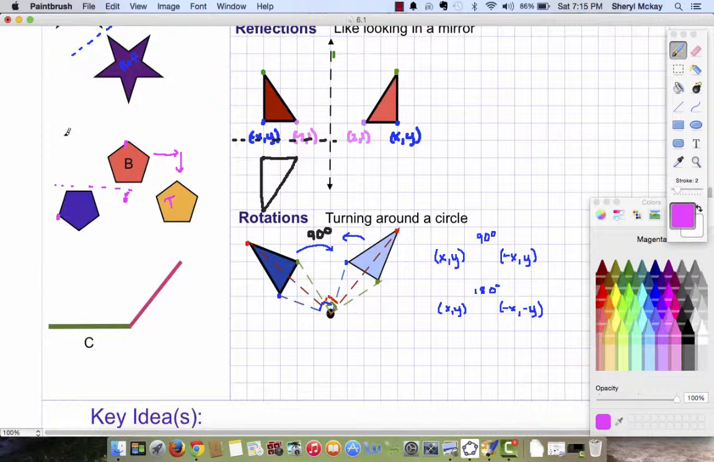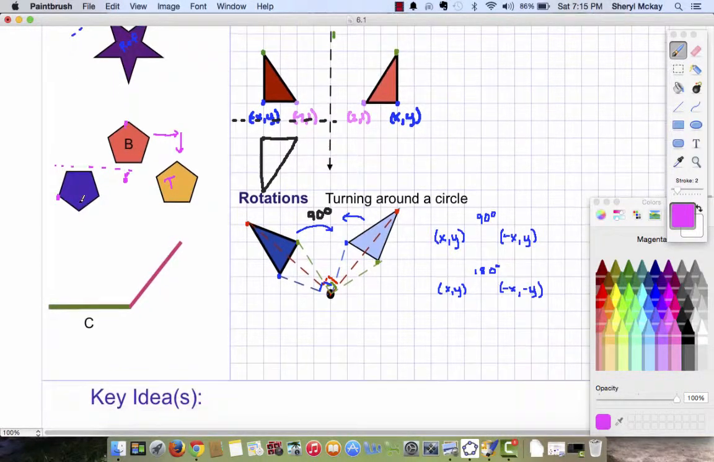I'm trying to think if there's any place where we could just make it be a reflection, but I don't see it. This would have to be slid down a little bit for it to be an exact reflection. So again, lots of different ways that we can look at this, but I would say that it's a rotation from B to the dark blue.